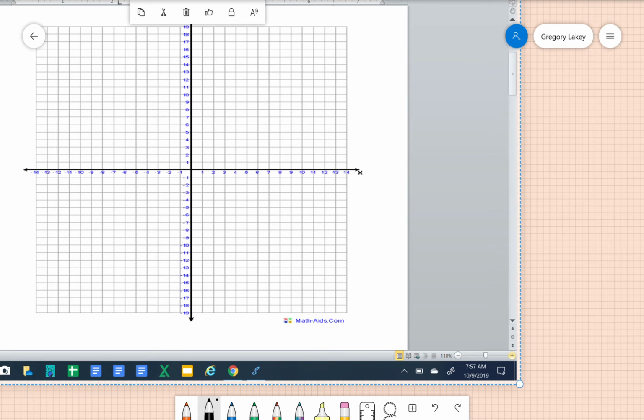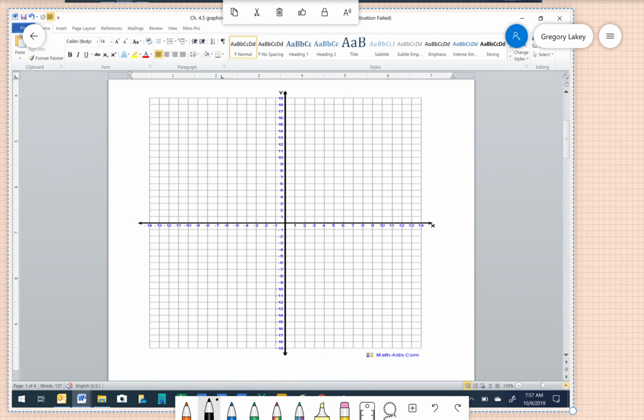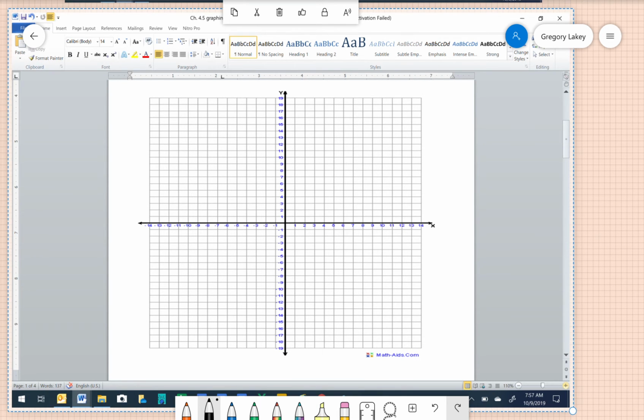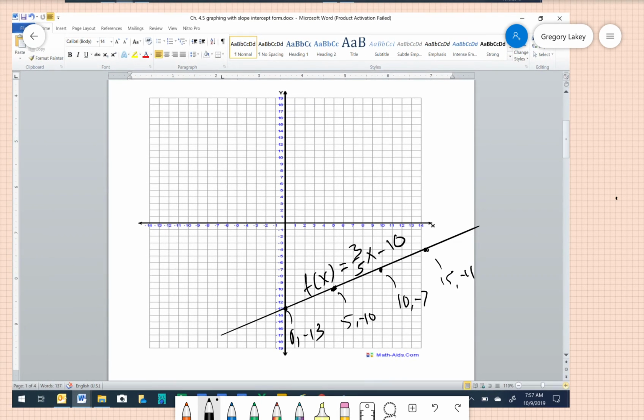No, what happened? No. Why is it doing this? Oh, there you go. I just want to erase this. There we go.